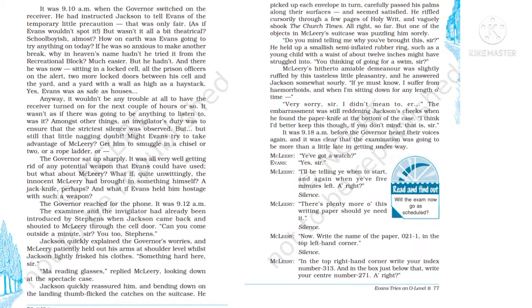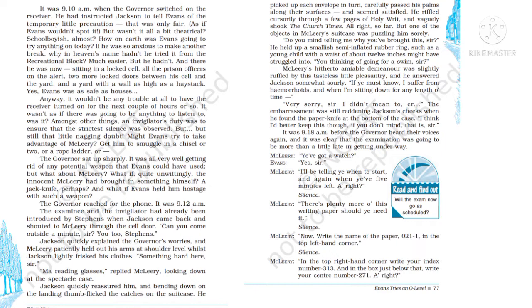On the other side, the governor at 9:10 switched on the microphone. Remember, the governor bugged Evans' cell? So he switched on the microphone and he ordered Jackson to tell Evans to be careful as they had installed a microphone. So it was a kind of warning given to Evans so that he doesn't think of escaping.